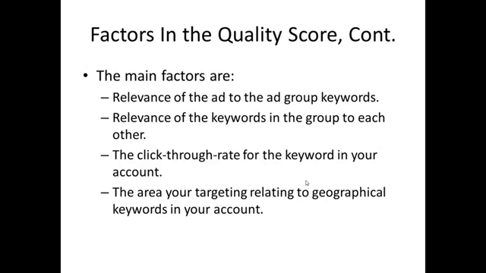And then the area you're targeting related to geographical keywords in your account. That's only really important if you're targeting specific areas, like say you're a local business and you're trying to target a specific region. If I'm in Boston, Massachusetts, and my keywords are about Boston, or maybe I cover a couple different states, what you should do is separate each keyword group to be targeting that state. And also, if you want to target different services in different states, you should do a different ad group specifically for that state, specifically for that service. That's going to significantly increase your quality score.